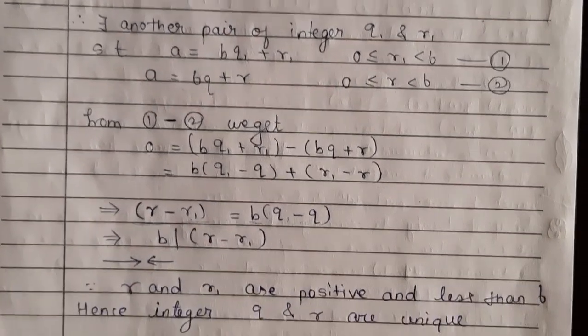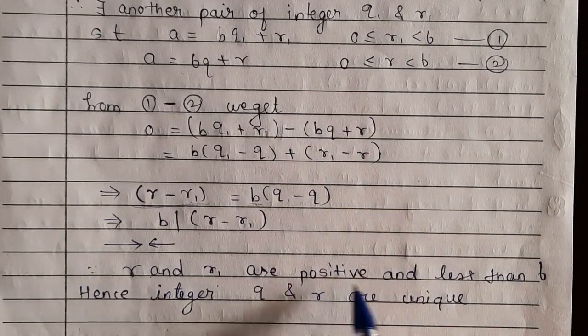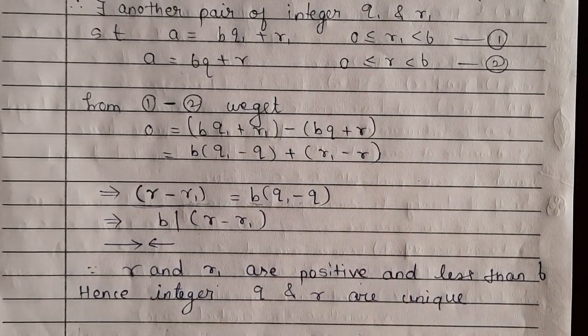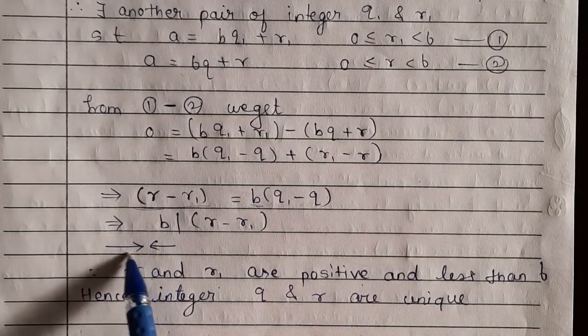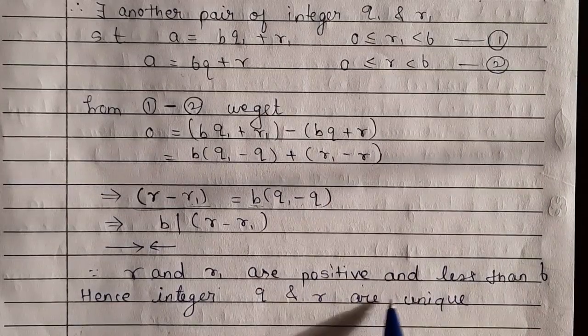Why do we get this contradiction? Because r and r1 are positive and less than b, so their difference cannot be a multiple of b, not greater than b. That's why we get the contradiction, and hence the integers we get are unique.